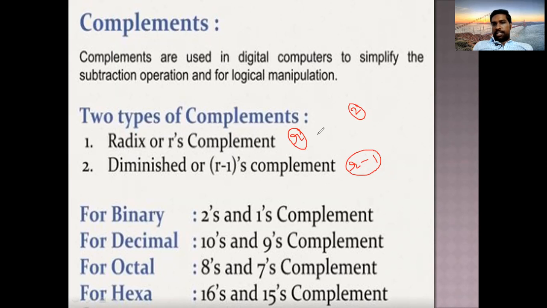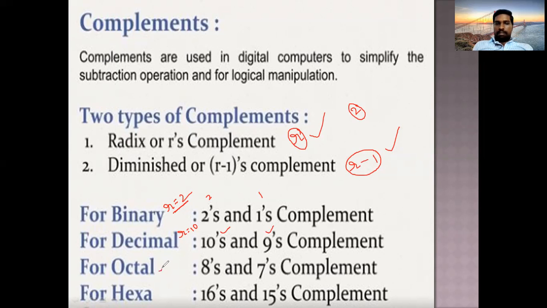For each and every number system, there exist two different types of complements. For example, if it is binary, what is the R value here? Radix means base; radix and base are both the same. The value here is 2. So the binary R value is 2. Therefore, there exist 2's complement and 2 minus 1, which is 1's complement. Likewise, the decimal R value is 10, the base value of decimal is 10. Therefore, here there exist 10's complement and 10 minus 1, 9's complement.